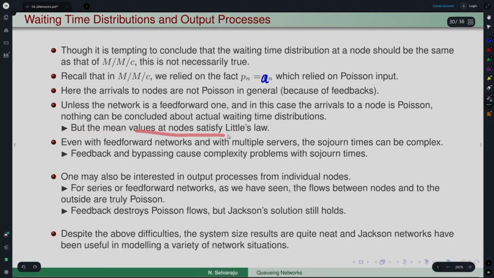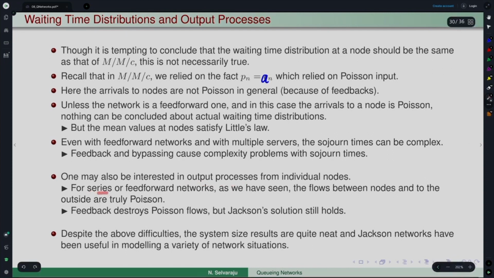Forget about going beyond this, but the mean value still holds because of Little's law. So the mean value results are true, they satisfy Little's law and can be obtained, but if you want the distribution of waiting times, things are not going to be that easy. One may also be interested in the output processes in such situations.